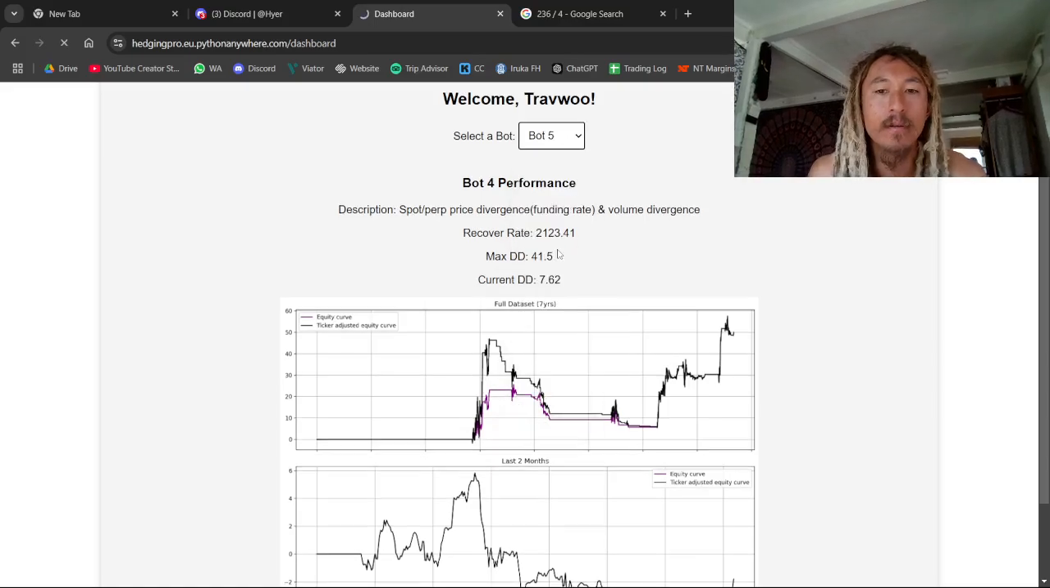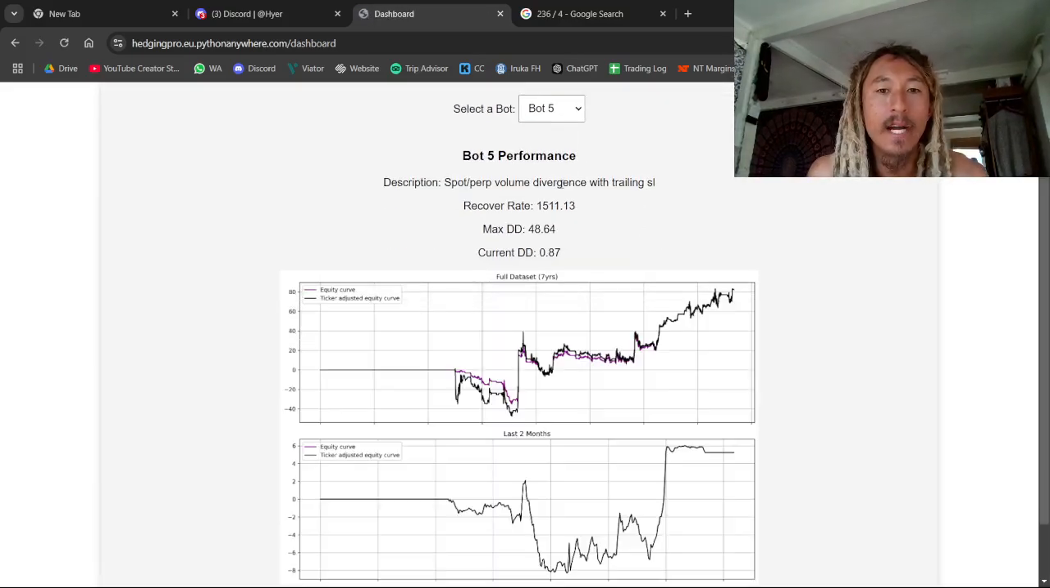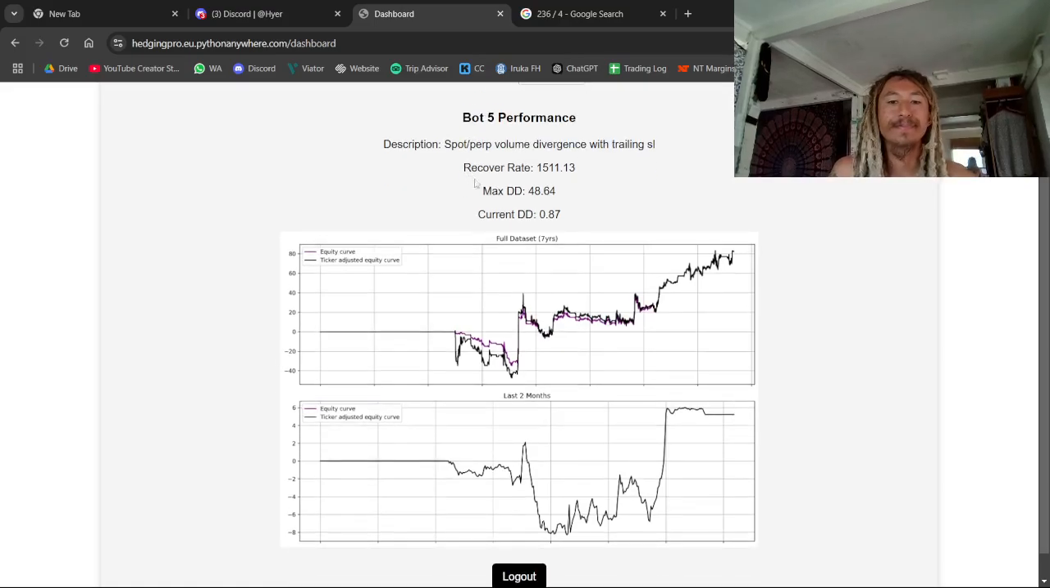So bot 5, spot perp volume divergences with trailing stop loss. A lot of these are similar strategies, but just a little bit different. This one's been positive in the last 2 months.